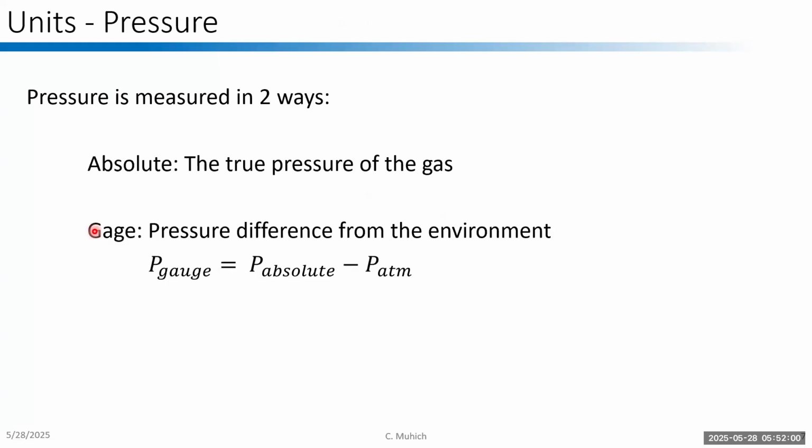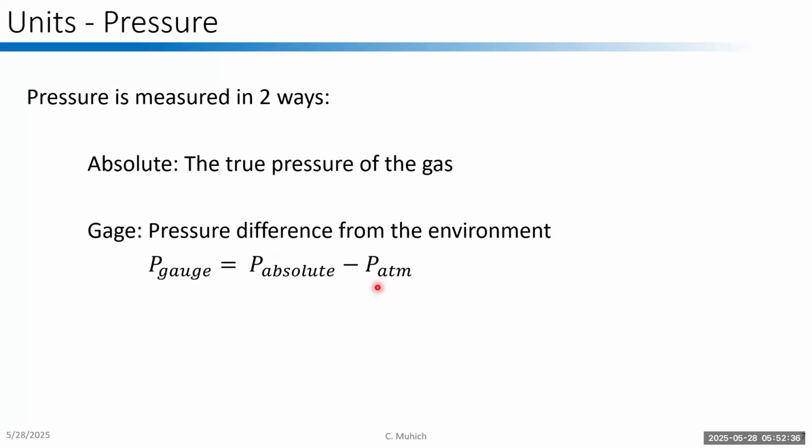One sort of last note on units. So pressure, which is often measured in atmospheres or pascals, bar, millimeter mercury, etc., is also measured in 2 different ways. The first being absolute pressure, which is the true pressure of the gas. Think PV equals nRT, that's the P. But there's also a gauge pressure. And this is the difference in the absolute pressure and the surrounding atmosphere.